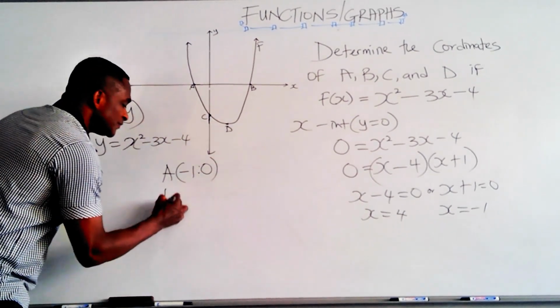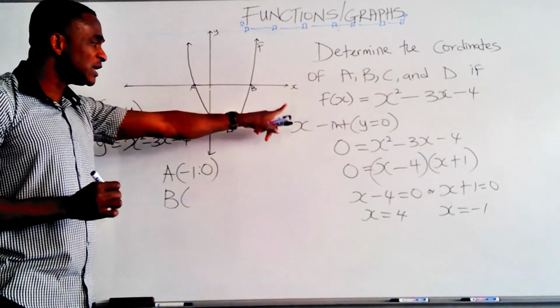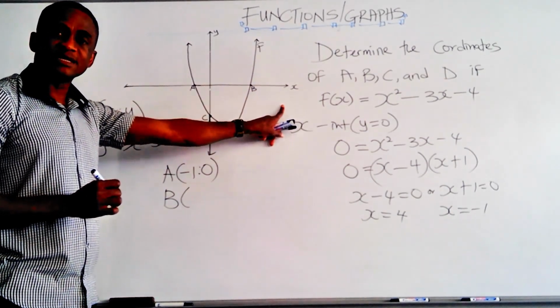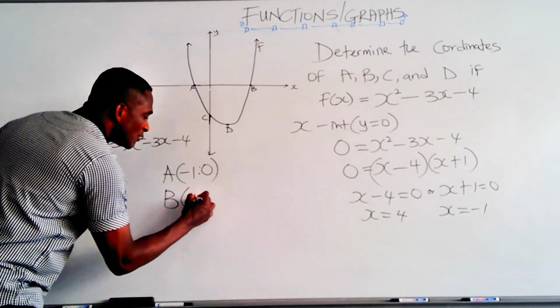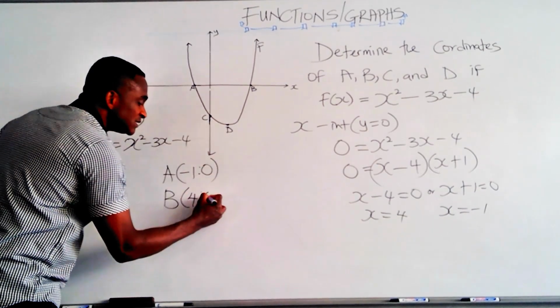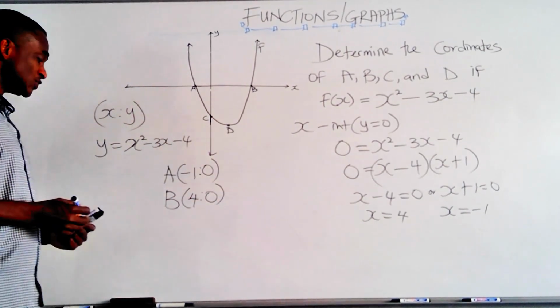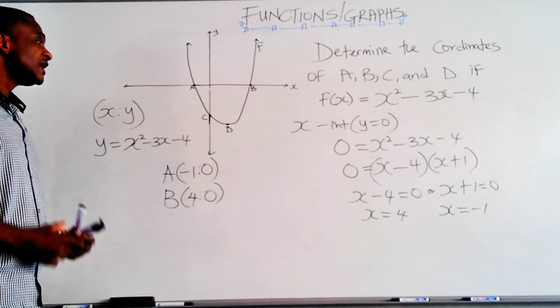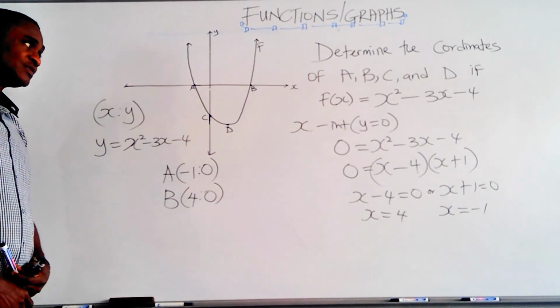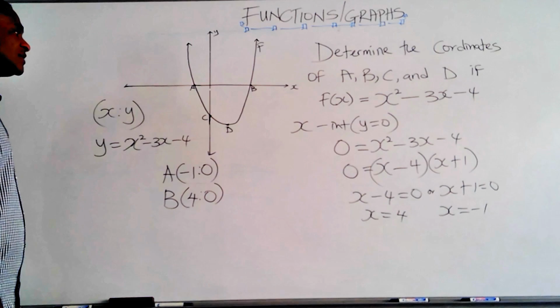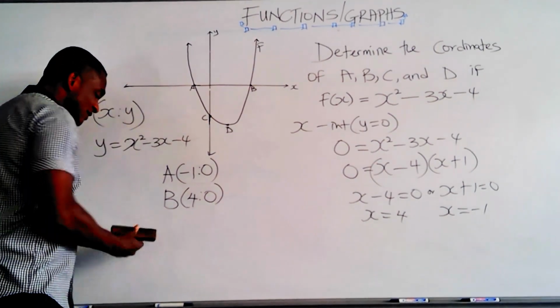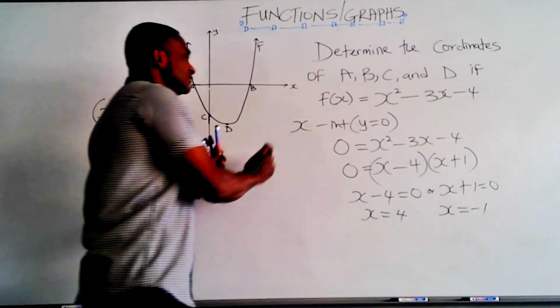Let's go to B. B is on the positive x-intercept. X is 4, of course, because this is the x-intercept, and y will always be 0. So these are the two values of A and B. Let's go on and get the values of C and D.